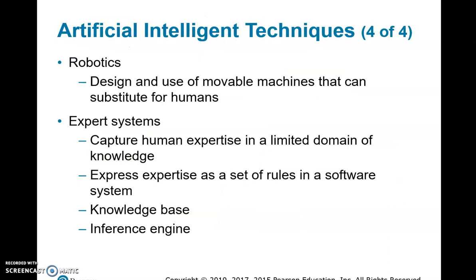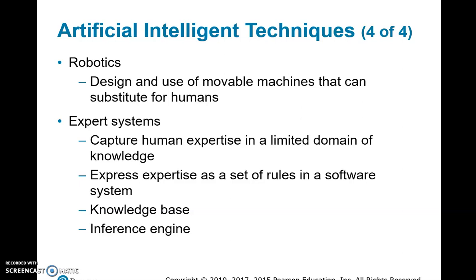There are other different artificial intelligence techniques like robotics, which design and use machines, and which can substitute for humans for picking up something and placing it somewhere, and maybe doing some manufacturing using robots, or painting and even welding. Those kinds of things can be done using robots.